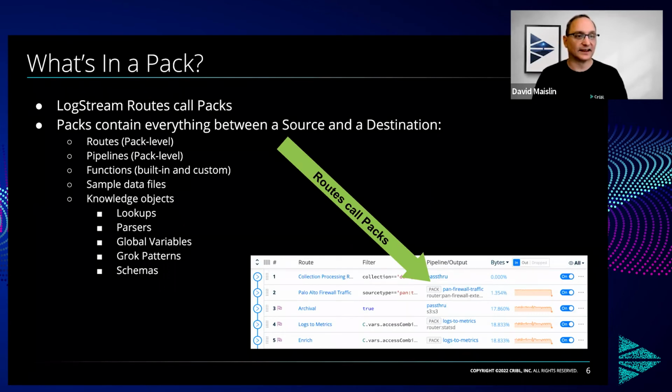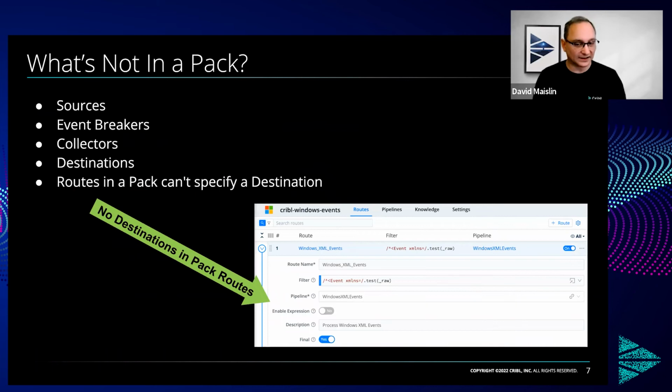There's some differences, as I said. Logstream routes call packs. Packs have everything that's between a source and a destination. That includes your lookup tables, parsers, global variables, groks, schemas, things like that, sample data files, even custom functions. But what's not in a pack, at least as of today, but coming soon, packs can't specify a destination, packs can't specify a source, and you can't use the source event breakers. You can use the event breaker function, but not the original source breaker that's attached to the source. Other things that are not supported, of course, are collectors.